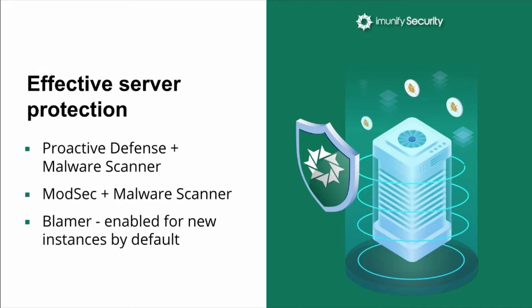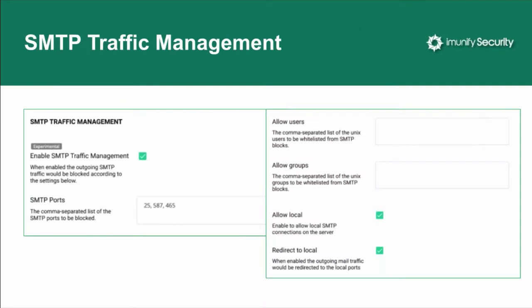So if the Blamer is on, then we have more information and the malware scanner can work more effectively, and we can create better signatures, better rules for web application firewalls. So overall, it helps to improve protection significantly.